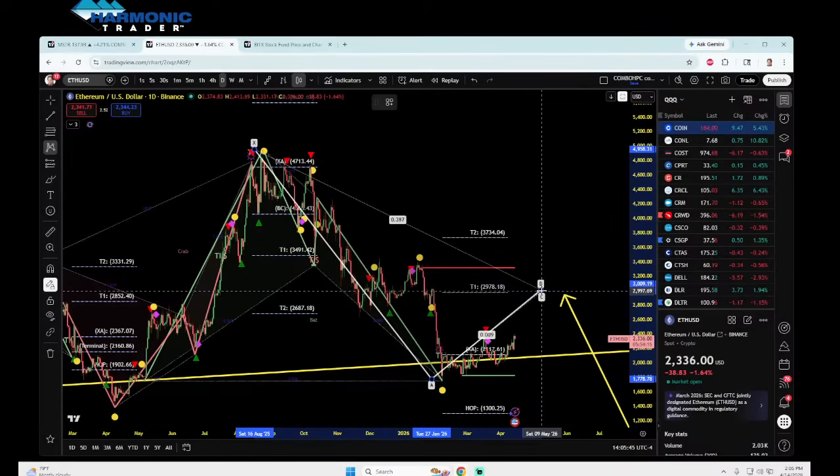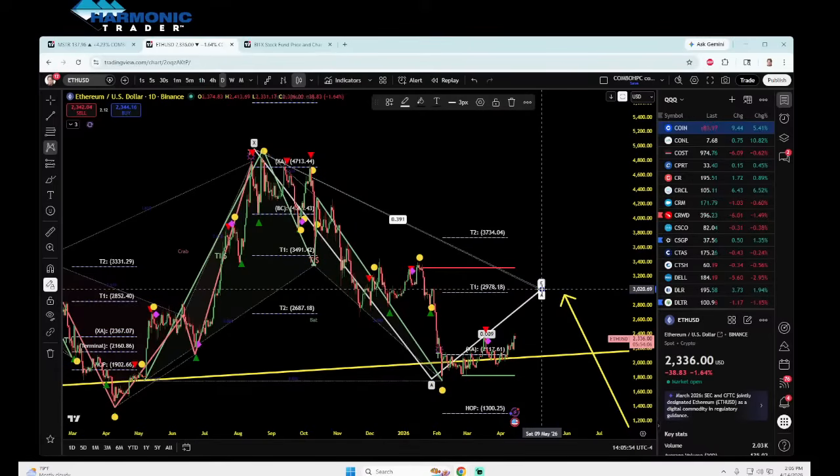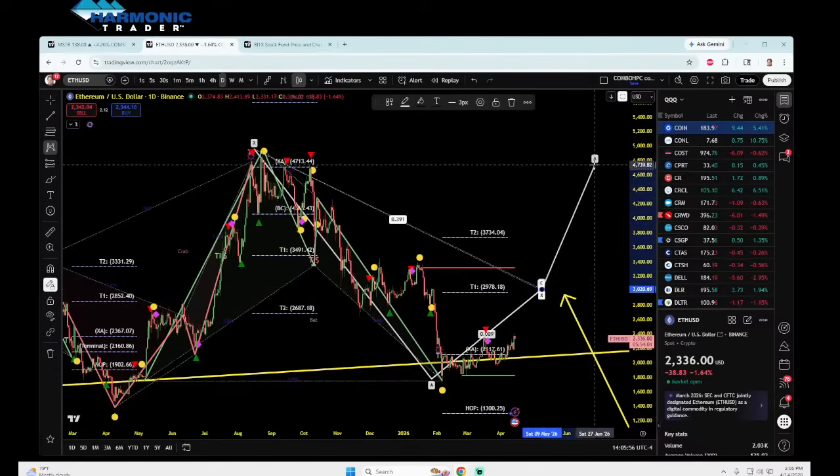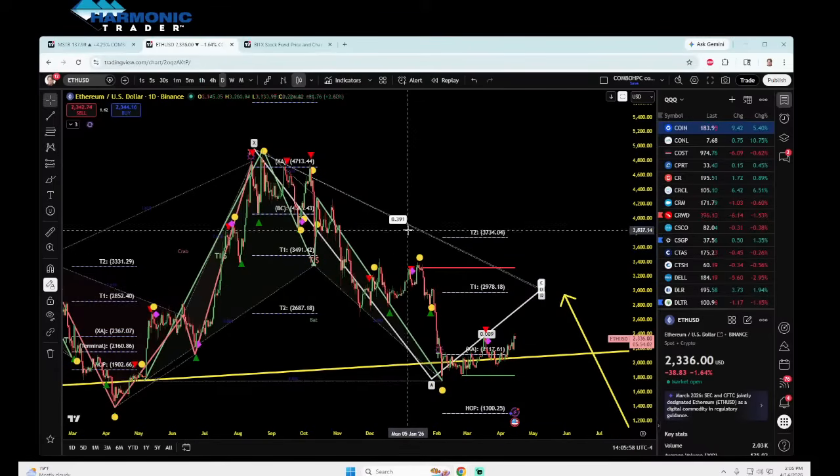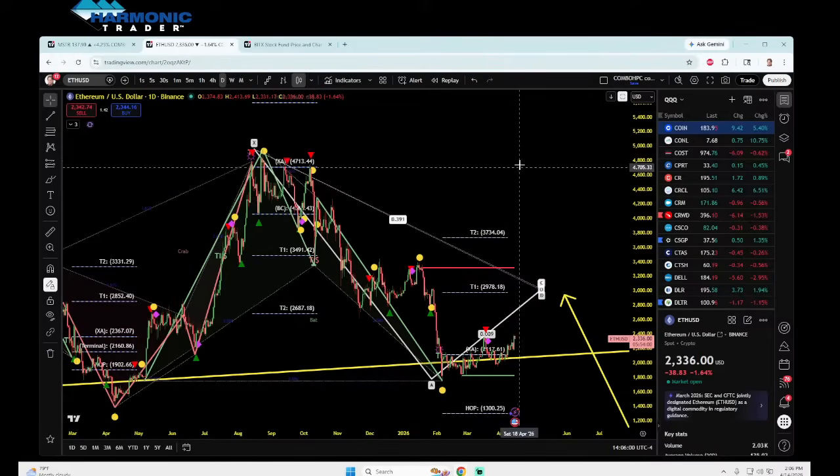So the 382 is confluent with that inflection zone that stems back to 2021. I mean, that would be the target. Like that is your target. 2,900 to 3K minimum. So you guys heard it here first.